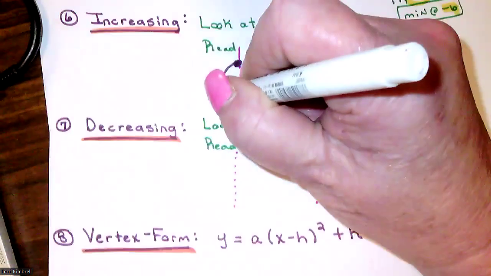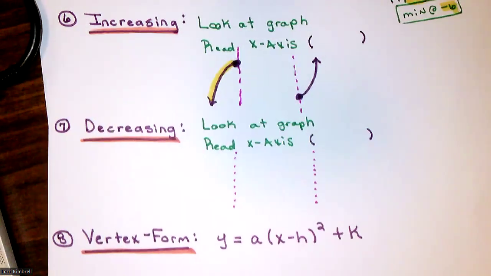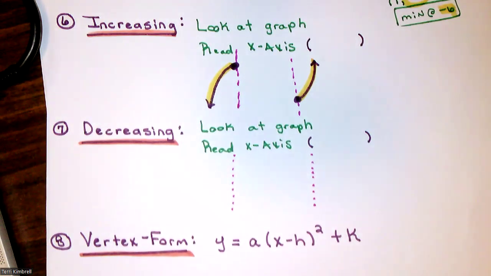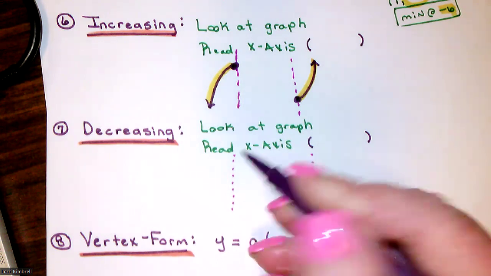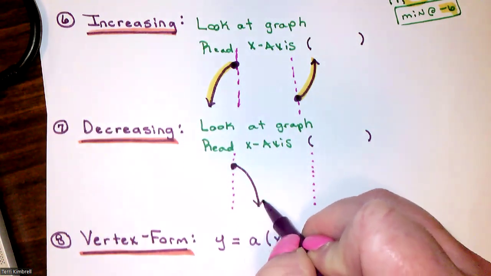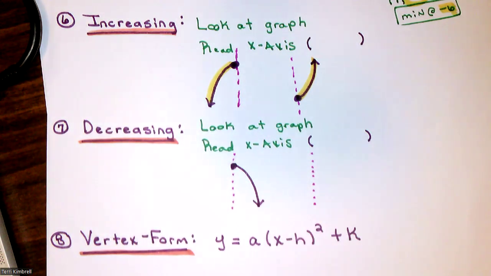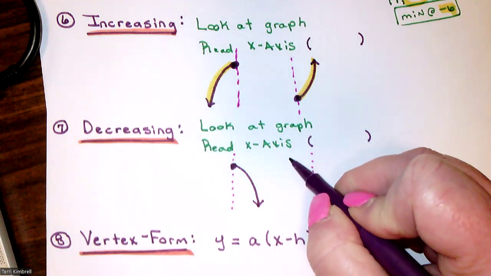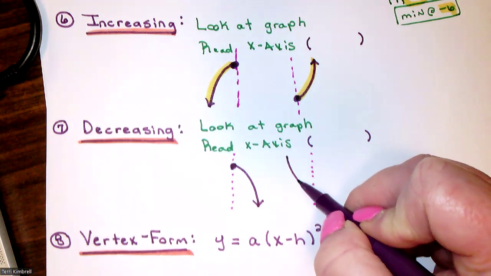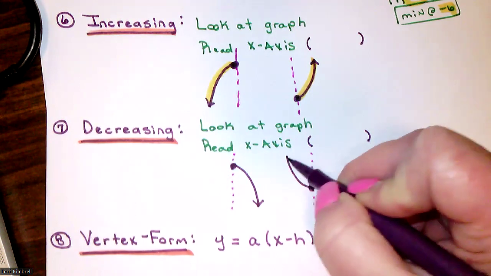you can see that this part of the graph would be increasing from left to right, and this part of the graph is increasing from left to right. So when you're looking at that graph, make sure that you're looking from left to right. When I'm looking at this one, this would be decreasing from left to right. And then this side over here of this opposite one would be decreasing from left to right.